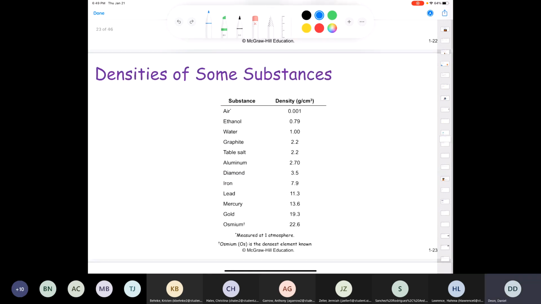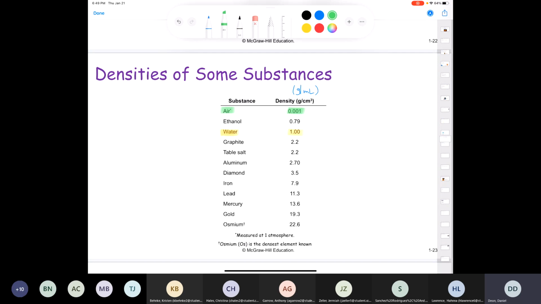Here are some densities of some substances. It gives you an idea of the amount of mass per unit volume. You can see that water is around here. It's got a density of 1 gram for every centimeter cubed, or for every milliliter. Remember, we could write these units as grams per milliliter. You think about something like air, right? Air is much lighter than water. It's much less dense. Ethanol is a little bit less dense. It's somewhere in the middle.